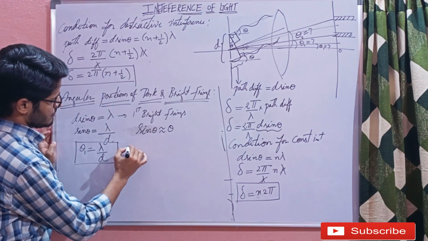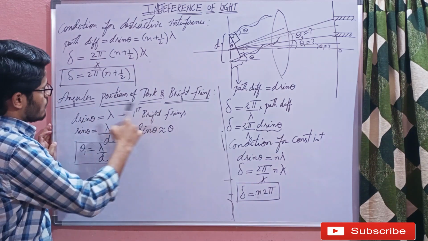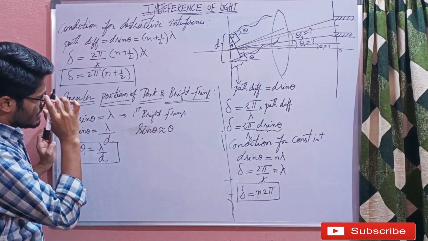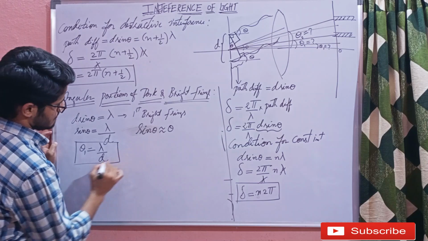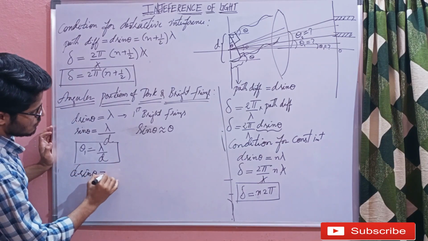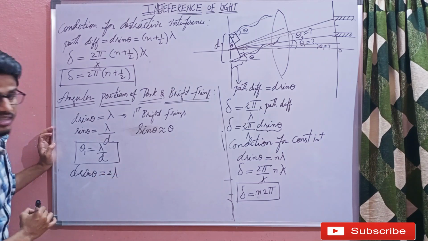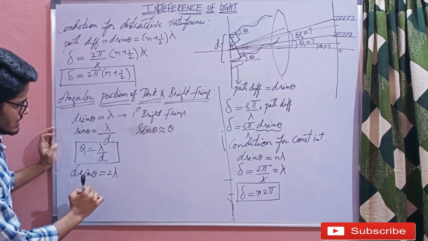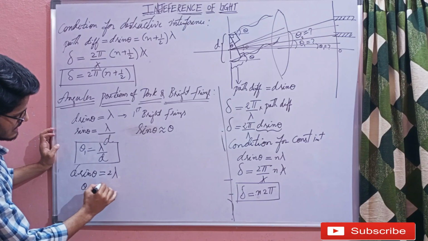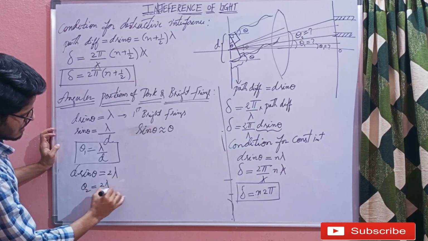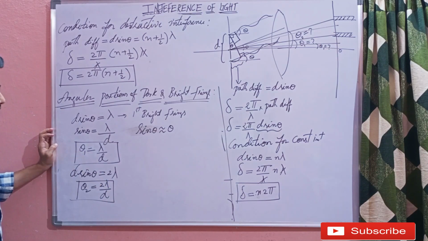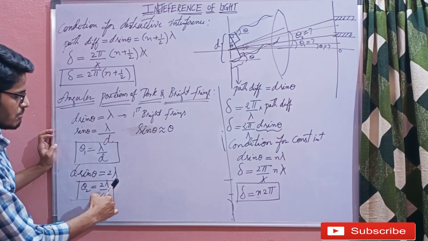Similarly, if you want to do it for the second bright fringe, what is the path difference? For the second bright fringe, it will be d sin theta equal to 2 lambda. Because it's 2 lambda now, theta 2 can be written as 2 lambda by d. This is the angular position of the second bright.